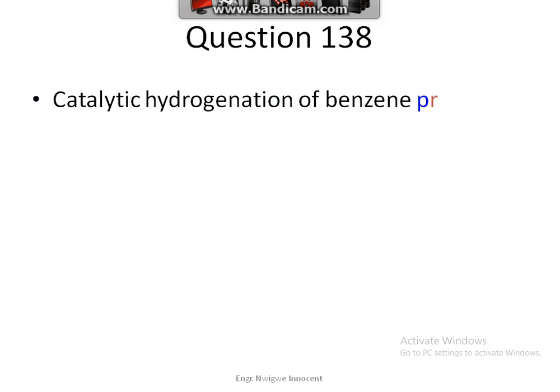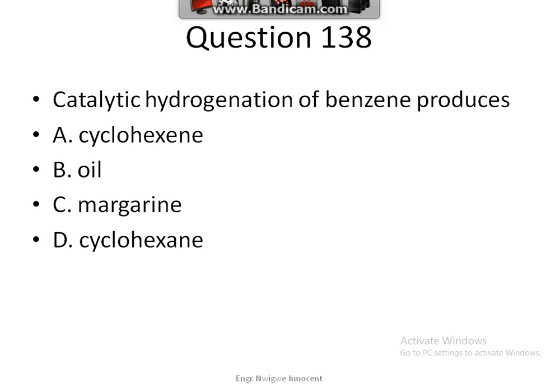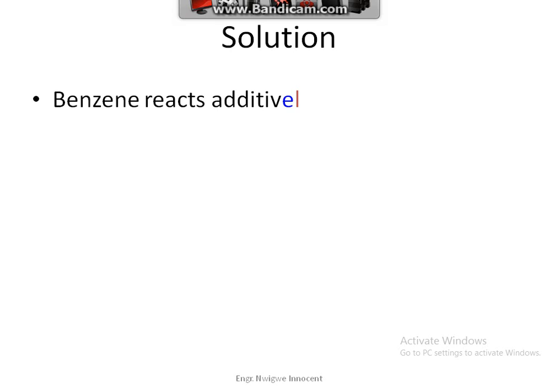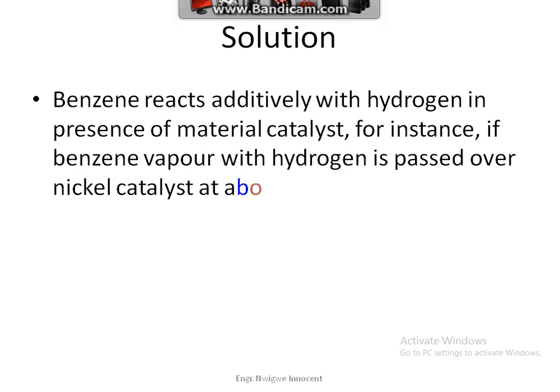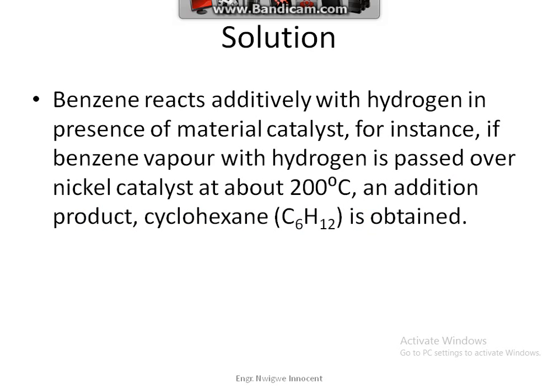Question 138. Catalytic hydrogenation of benzene produces A. Cyclohexane, B. Oil, C. Margarine, D. Cyclohexane. Solution. Benzene reacts actively with hydrogen in the presence of a metal catalyst. For instance, if benzene vapor with hydrogen is passed over nickel catalyst at about 200 degrees centigrade, an addition product, cyclohexane C6H12, is obtained. Therefore, the answer is D.